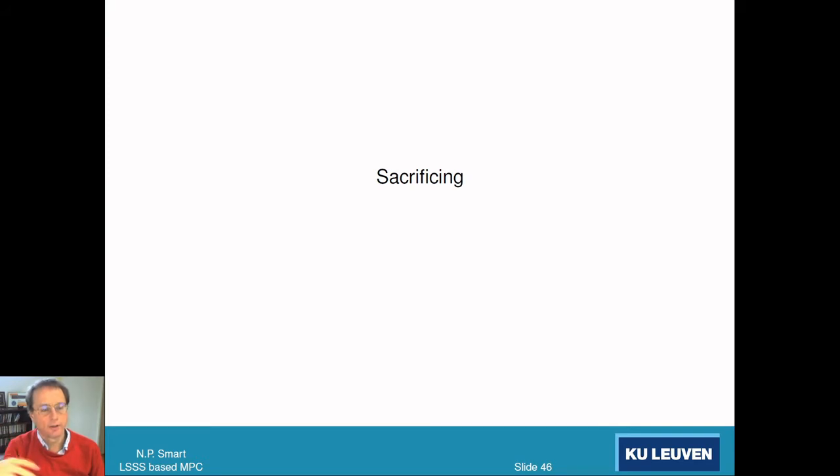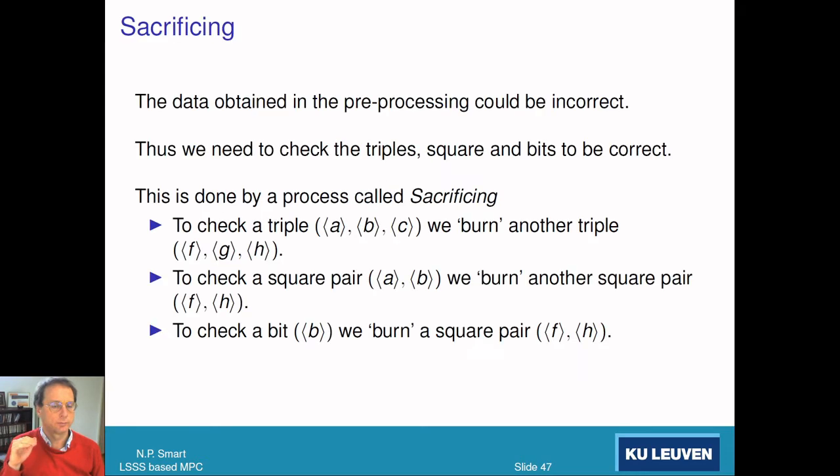What sacrificing does is it takes, for example, two multiplication triples and uses one to check the other. If both are correct, the test passes, whereas if one of them is incorrect, the test fails. The result is that you basically burn one of the triples to test the other. You throw one of the triples away because sacrificing reveals information. So we're going to take a triple ABC and burn another triple FGH so as to check it.